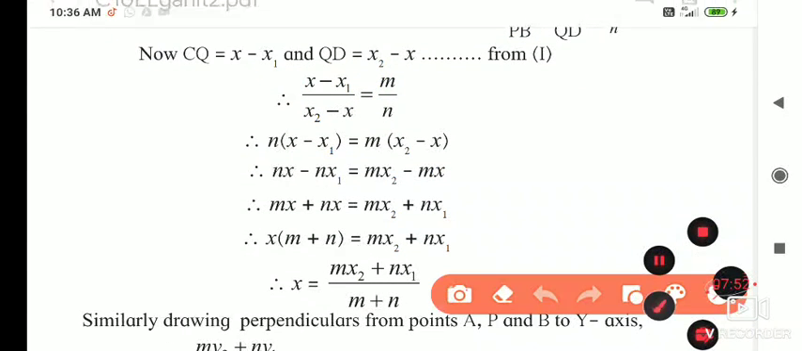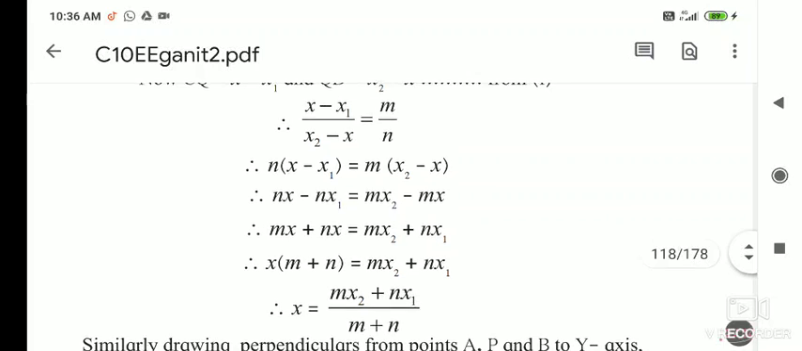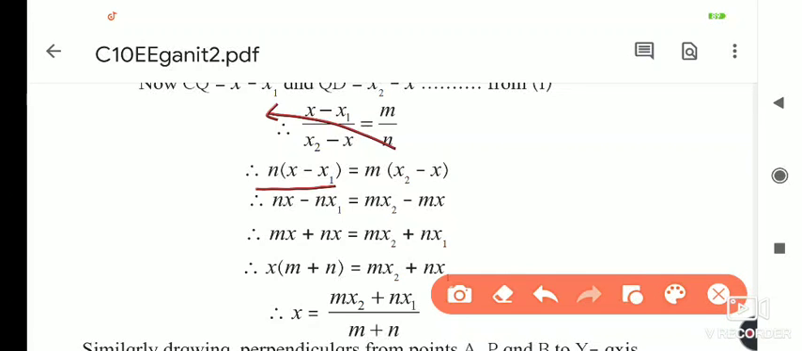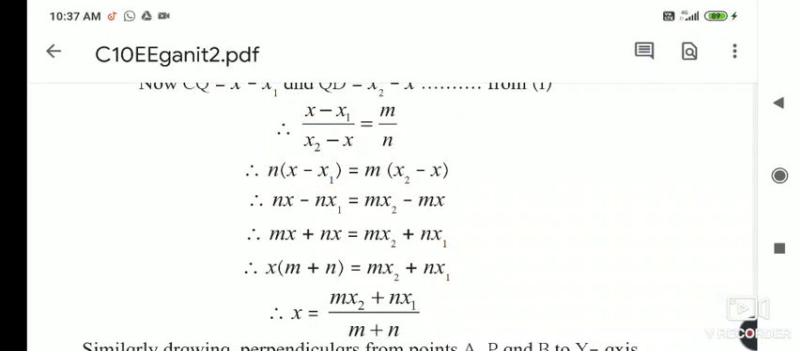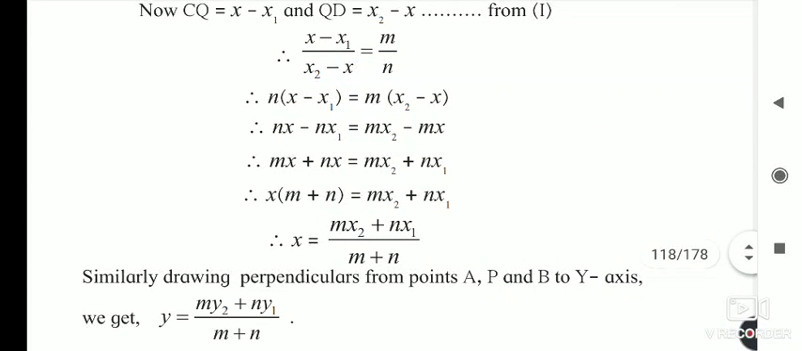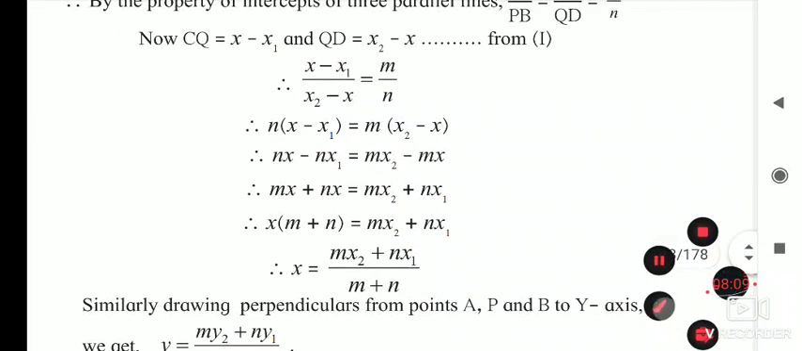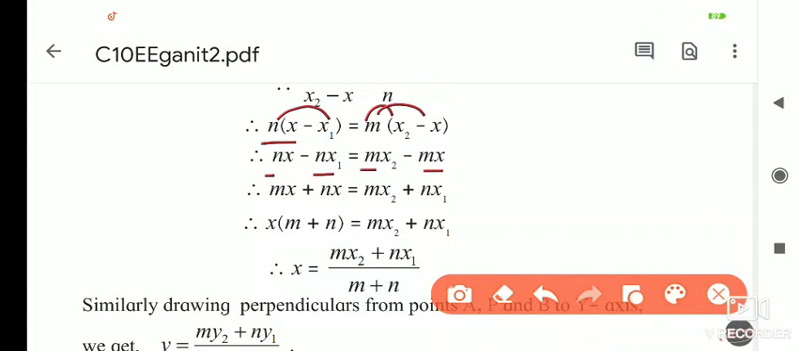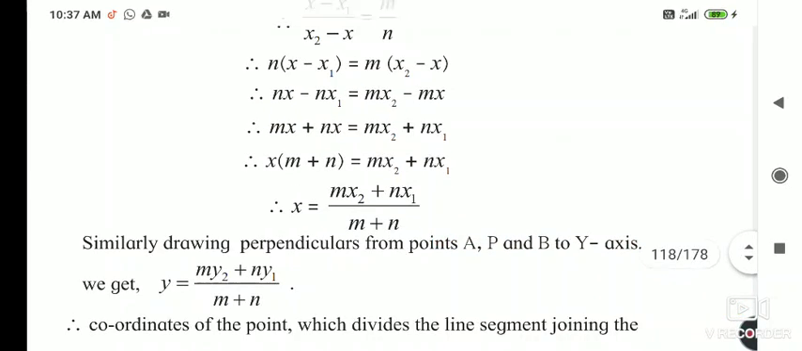Afterwards, after doing the cross multiplication, we have to take n into bracket x minus x1, and this will come here for the multiplication, so m into bracket x2 minus x. After doing the multiplication, n into x is nx, n into x1 is nx1, m into x2 is mx2, m into x is mx. And signs multiplication, you know how to do this.